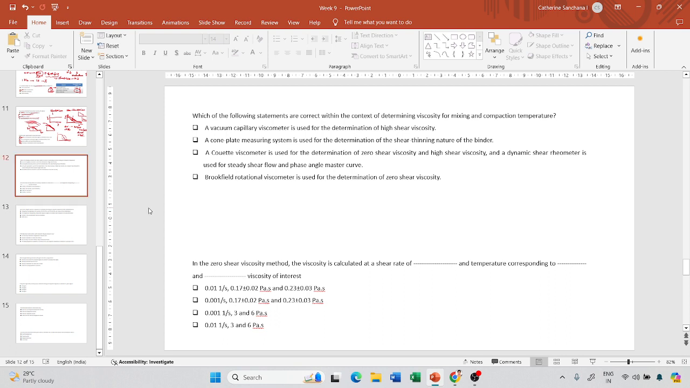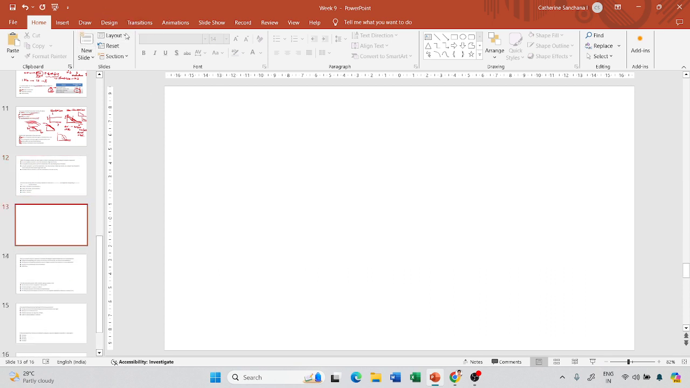Which of the following statements are correct within the context of determining viscosity of mixing and compaction temperature? So I'm giving you a bitumen and I'm asking you to find out the mixing and compaction temperature of this bitumen. Now there are 4 methods to do it. So let us talk about the 4 methods and then we will come back.